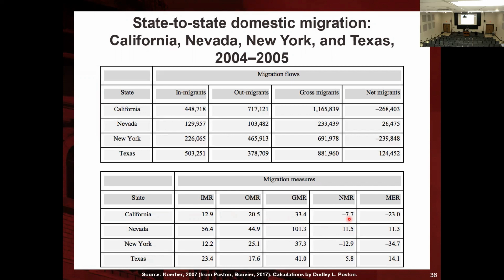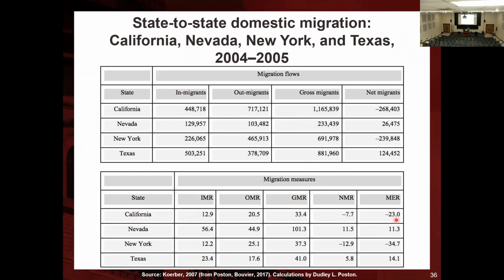Why is it important to estimate these rates? Because these numbers of California look really big, which is important for us because it gives us an idea of the magnitude. But we also have to take into account what's the population at risk that has a chance to migrate. So we have to take into account the size of California.